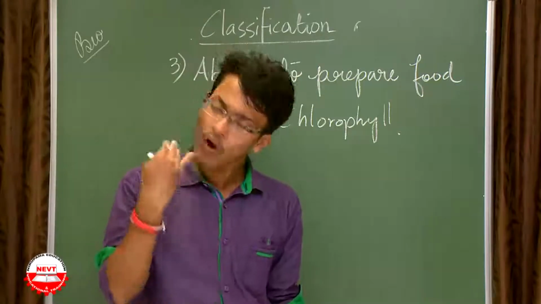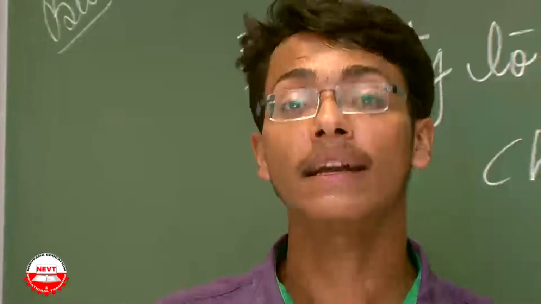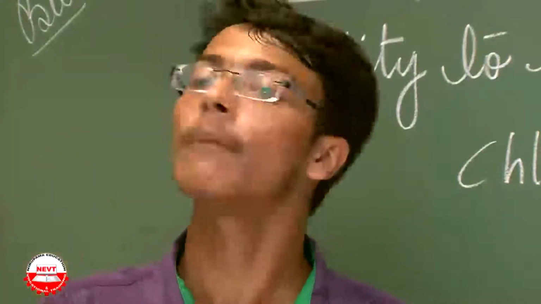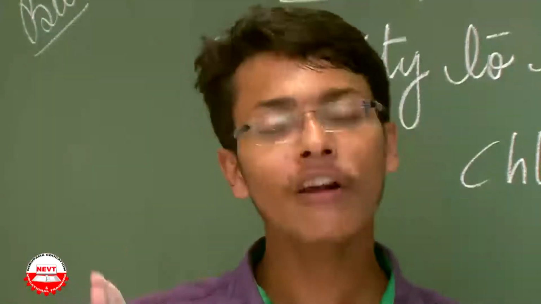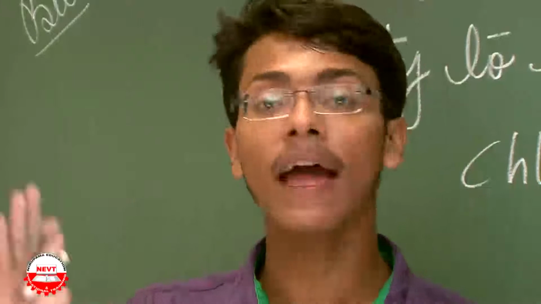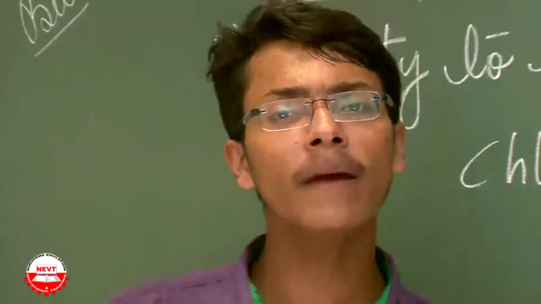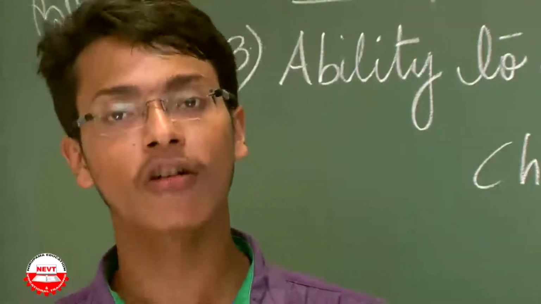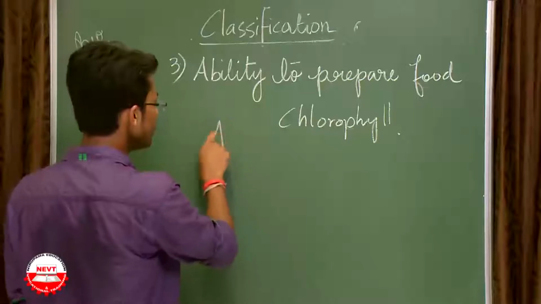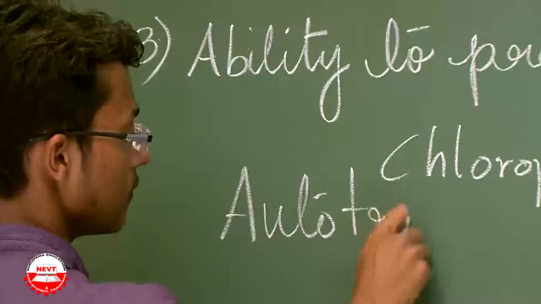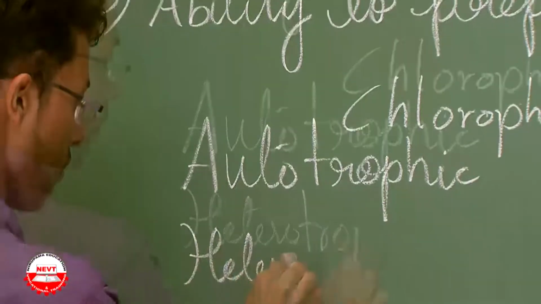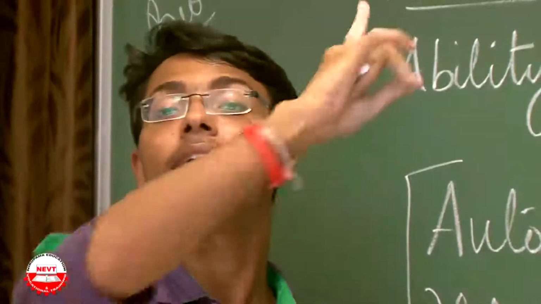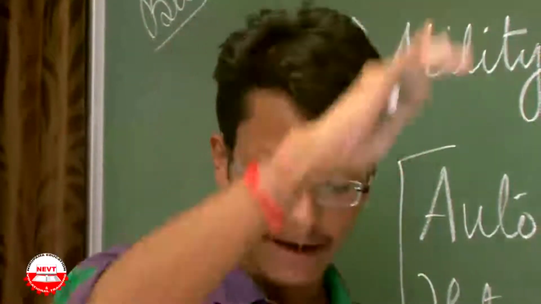We, all humans, all animals are heterotrophic. That is, we are dependent on the plants for our food or dependent upon other animals for our food. You are all acquainted with the terms autotrophic and heterotrophic. Autotrophic means they can prepare their own food by themselves. Heterotrophic means they are dependent on other organisms for their food. So this is the third basis of classification, whether it is autotrophic or heterotrophic.